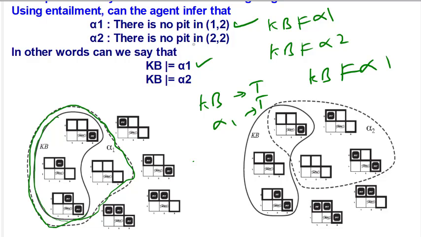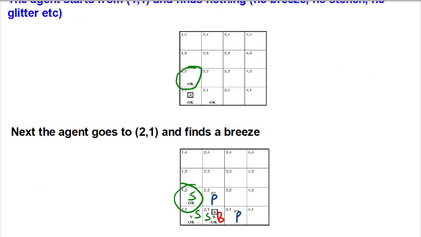Now let us see the second case. The second case says alpha 2: there is no pit in 2 2. Now 2 2 means this one, okay, this one.